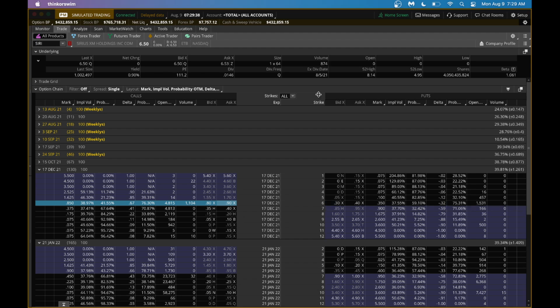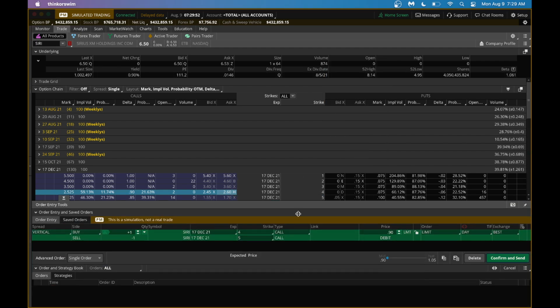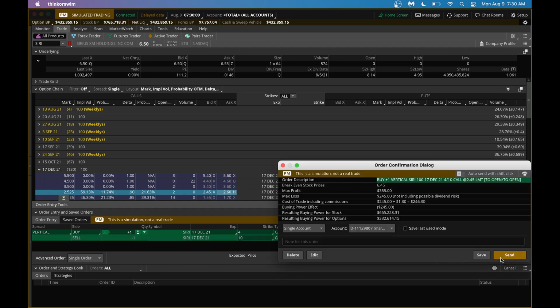So if you want to spread right now on a $6.50 stock, you could do maybe 4 and 10. So if you look at the 4 and 10 spread, look at 4 here and buy a spread. There you go. So this is a $6 wide spread, as you can see here, and you're paying $2.45. The remaining portion of the $6 spread is your profit potential. So if you're paying $2.45, your profit potential is $3.55. So you're more than doubling your money here.